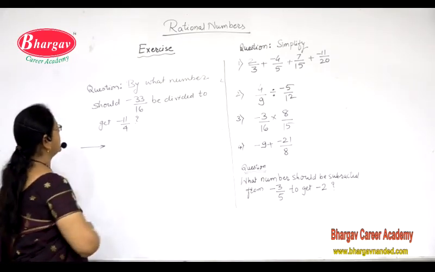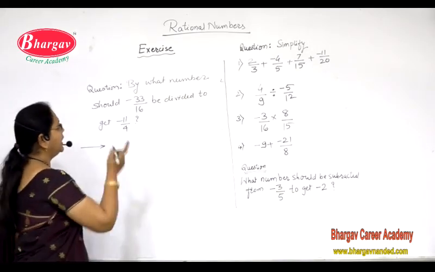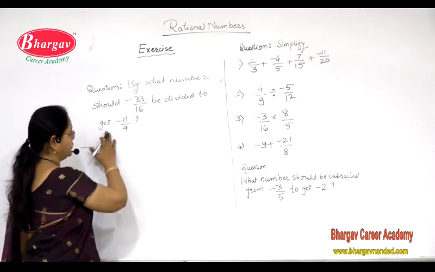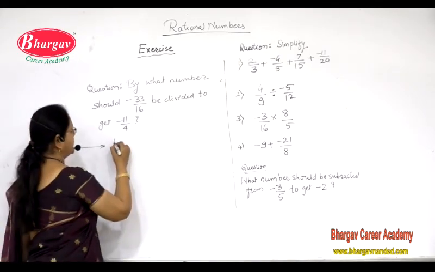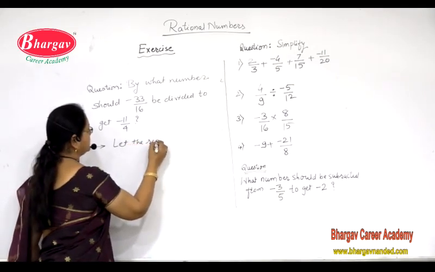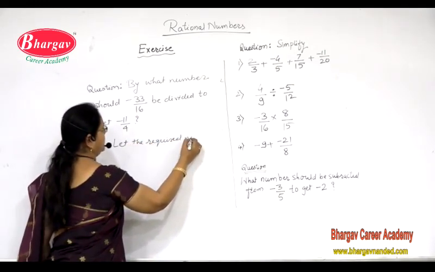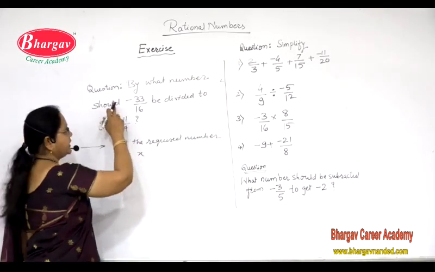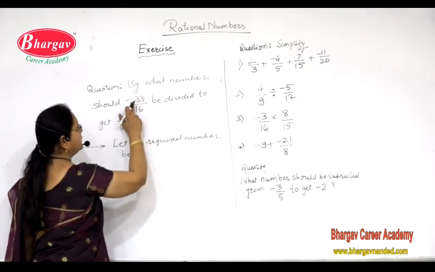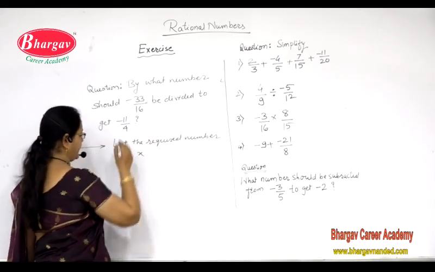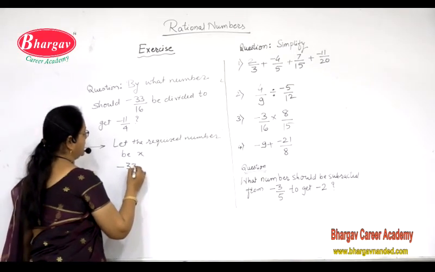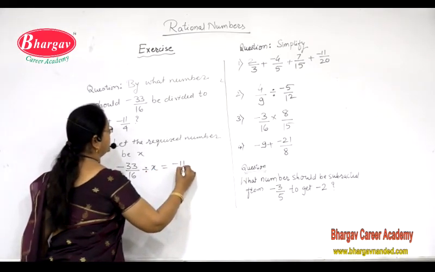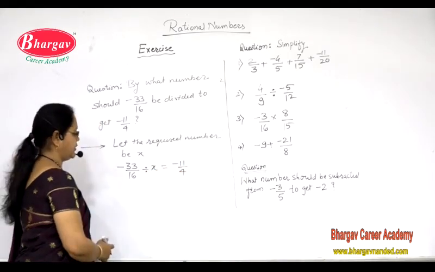Instead of subtraction, in this example we are having the division operation. Again, we are asked to find out a number. By what number should minus 33 by 16 be divided to get minus 11 by 4? So again, we start with: let the required number be x. So what is the condition given? By what number should minus 33 by 16 be divided? So I write the expression like this: minus 33 by 16 divided by x is equals to minus 11 by 4. That's the equation we are having.